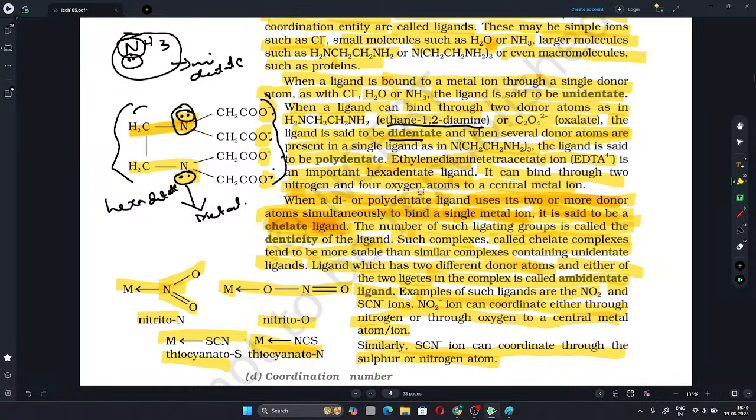Let's read again. When a di or polydentate ligand uses 2 or more atoms to bind to a metal ion, it is said to be a chelate ligand. The number of such ligating groups is called the denticity of the ligand.